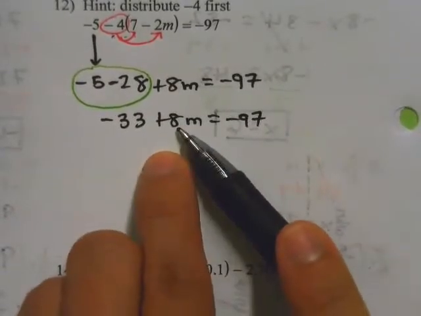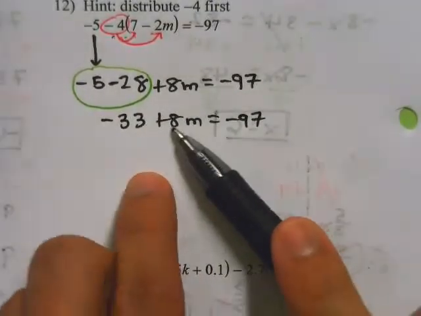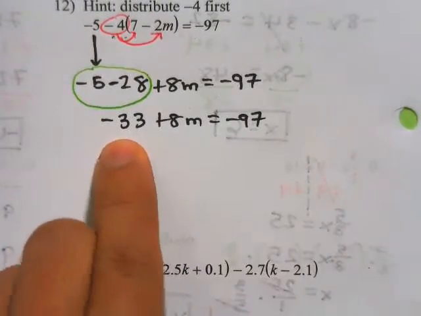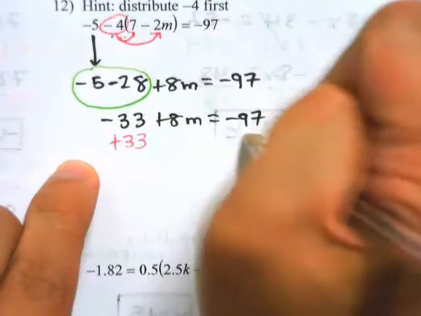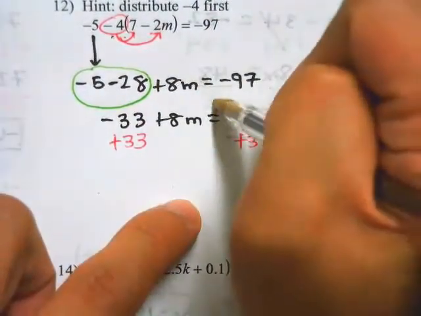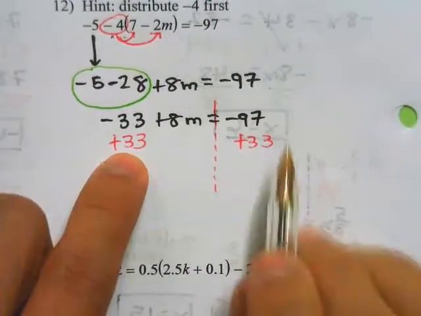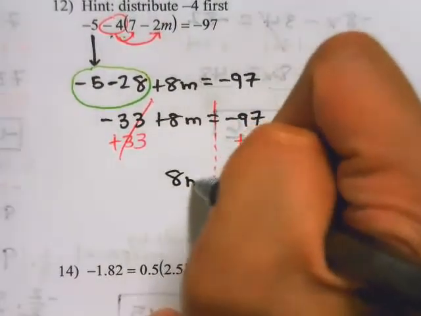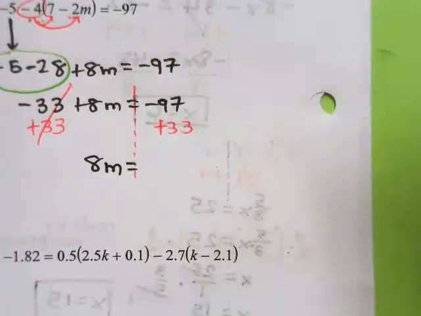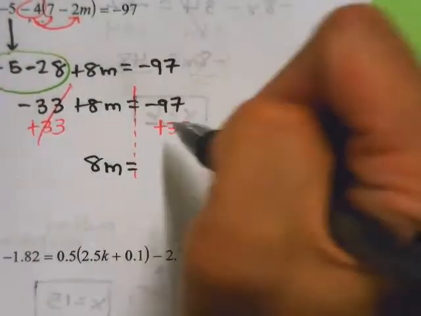So let's not touch the 8 because it's still close to the m. You want to work from the outer in. -33. What is the opposite of -33? Plus 33 on both sides. And here's your both sides. You got your left and you got your right. 8m is equal to, I believe this is -64.